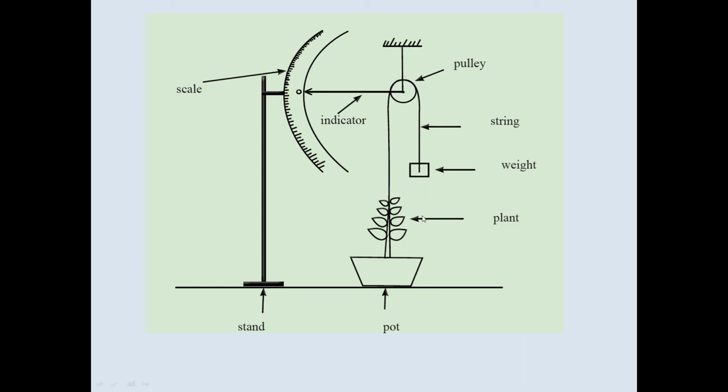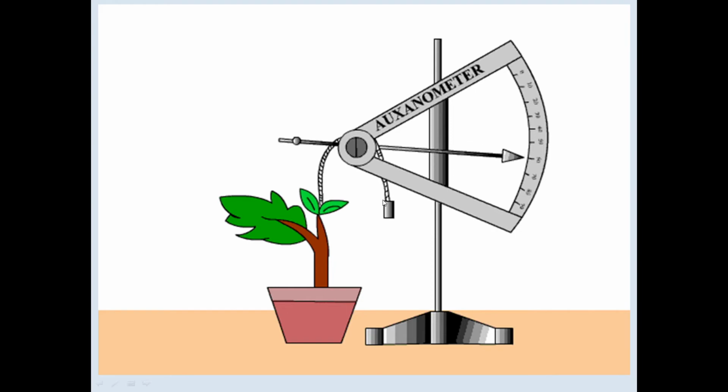In this diagram you can see the plant has been connected to the other side, so the indicator would move upwards. This is an animation of an auxanometer. When the plant grows, you see here the indicator moves downward. But if you do it the other way around, the plant to this side and the weight to the other side, it would move upwards.